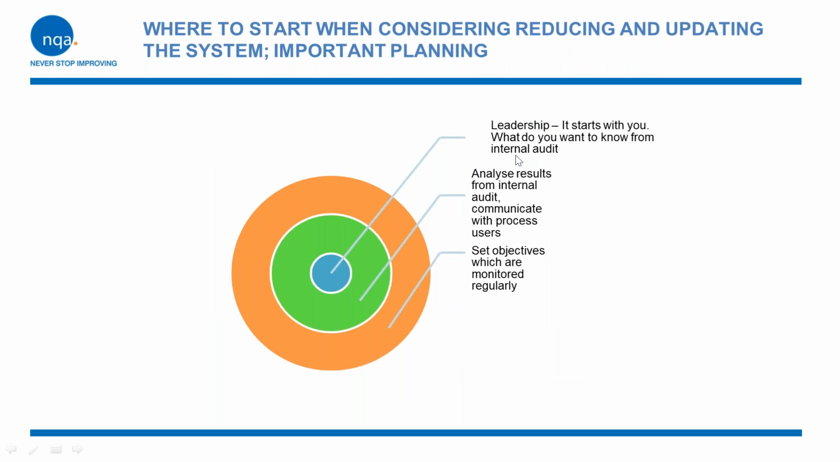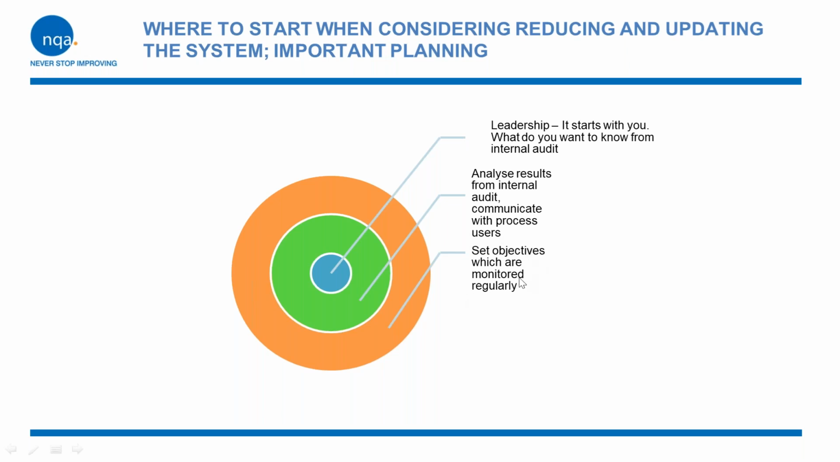So when you're looking at starting to reduce and update the system, planning is absolutely critical, okay? It's got to come from the leadership. You know, that desire to reduce and make life easier for a lot of people, it's got to come from you, and you have to decide, what do you want to get from an internal audit? What do you want to know? The next phase is analysing those results from the internal audit and communicating it with process users.